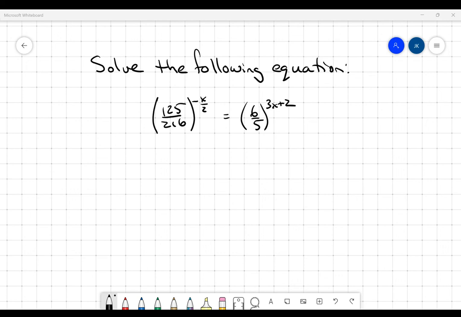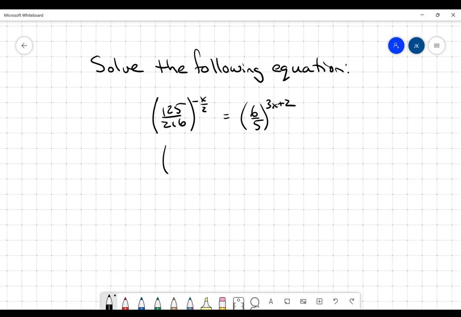But before I resort to that, I want to take a look and see if there's a relationship between the bases here. And I'm seeing on the left-hand side, 125 over 216. Just like on the right-hand side, I'm seeing a fraction in the base on the left-hand side. And I know that 125 is actually a power of 5. And it turns out 216 is also the same power of 6 here.